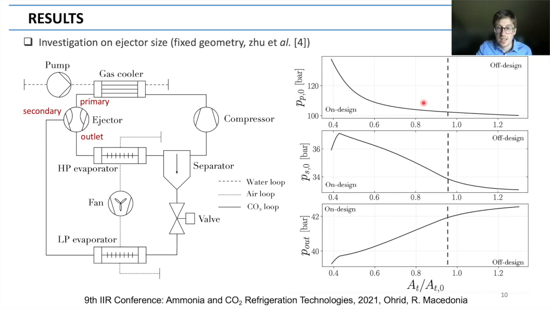In addition, we can observe that as the ejector gets bigger, the discharge pressure gets higher, whereas the secondary inlet pressure gets lower. And this is a result of the expansion in the constant area expansion valve.